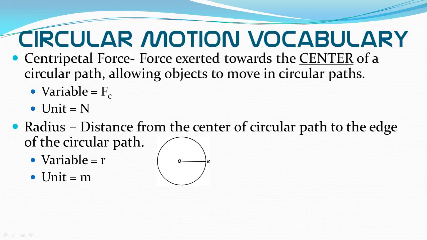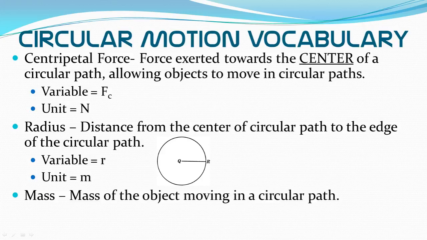When we refer to the mass, we're talking about the mass of the object that's moving in a circular path. The variable is m for mass, and its unit is kilograms.